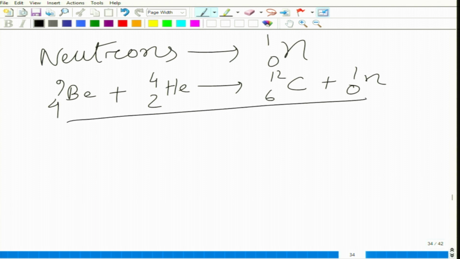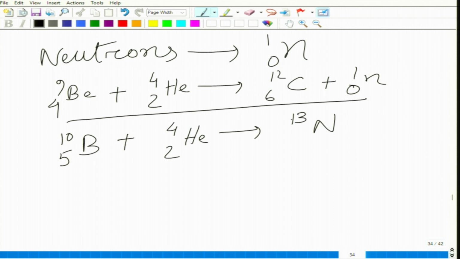The similar reaction was done with boron also. Boron has a mass of 10 and atomic number of 5. When it was bombarded with alpha particles, it formed nitrogen. This isotope of nitrogen had a mass of 13 and atomic number of 7, and 1 neutron. So this was how neutrons were discovered.